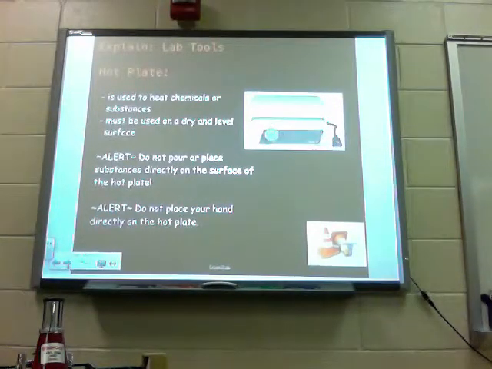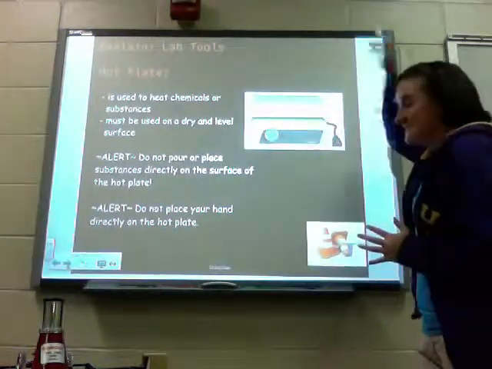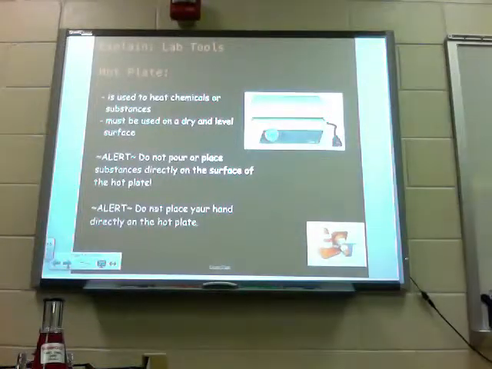And we want it on a level surface where nothing pours or falls off. Alert! Alert! Do not pour or place substances directly on the hot surface of the hot plate. You want to make sure it's in a beaker or something that's safe to be heated. Alert! Do not place your hand directly on the hot plate. But why? It's hot.